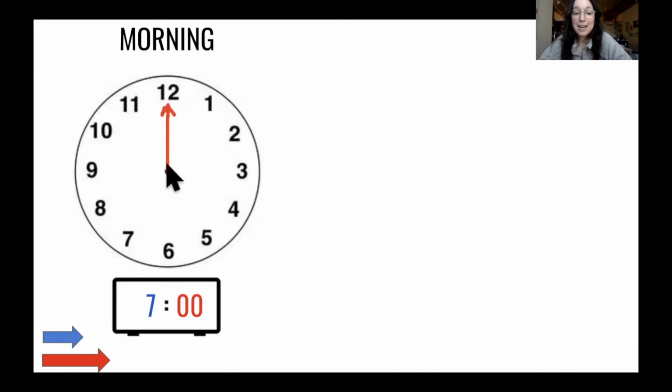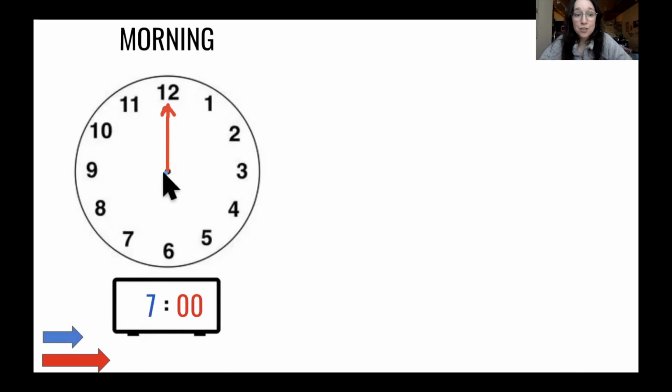I know that my minute hand is always going to start at the 12, and if 0 minutes have passed, that minute hand must still be pointing to the 12. Now my hour hand, I know that because the minute hand is pointing to my 12, my hour hand is going to be pointing exactly to this number. It's going to be pointing to the 7.